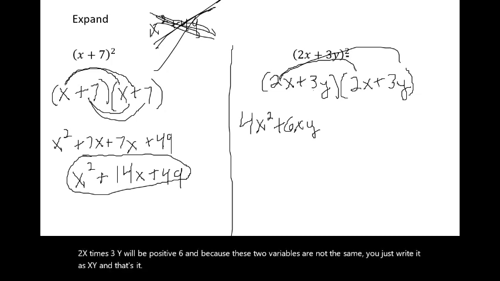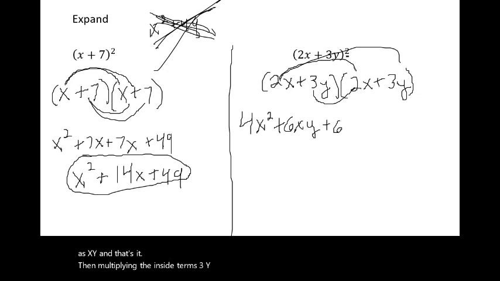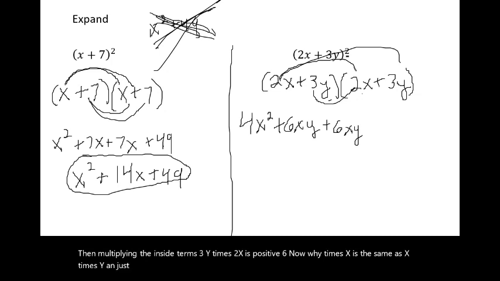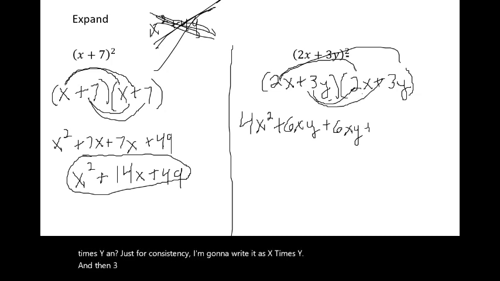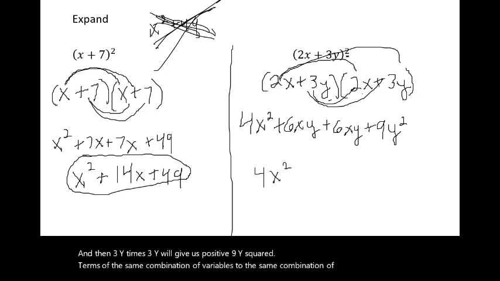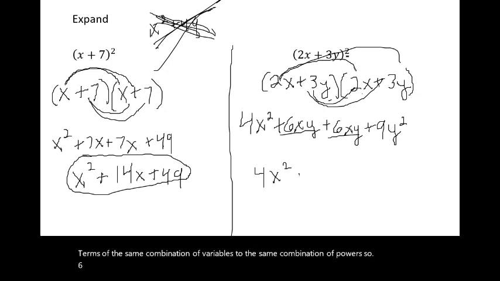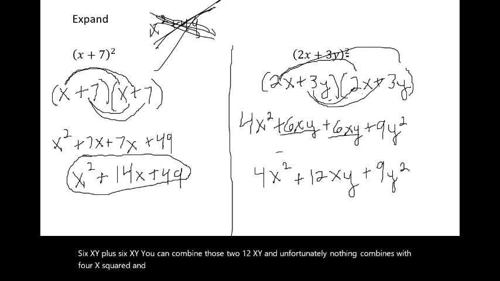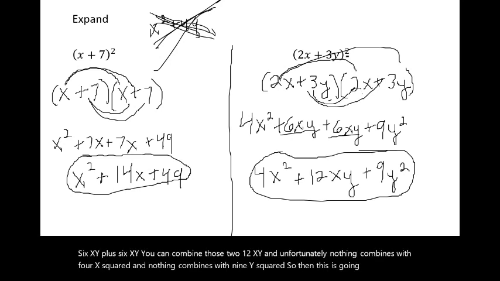Then multiplying the inside terms, 3y times 2x is positive 6. Now y times x is the same as x times y, and just for consistency, I'm going to write it as x times y. And then 3y times 3y will give us positive 9y squared. Like terms have the same combination of variables to the same combination of powers. So 6xy plus 6xy, you can combine those to 12xy. Unfortunately, nothing combines with 4x squared and nothing combines with 9y squared, so then this is going to be your final answer.